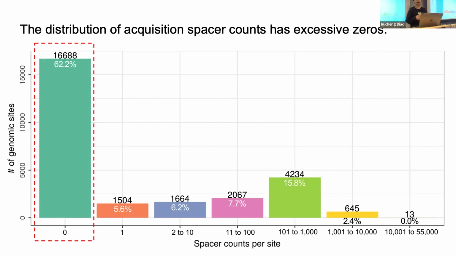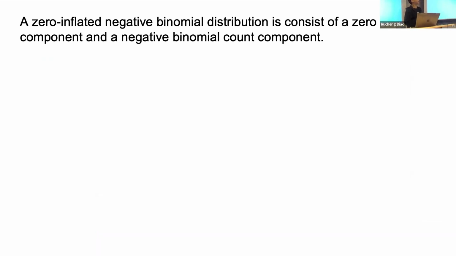It is possibly coming from either a lot of genomic sites not being taken up as new spacers at all, or them not being detected. There are a lot of reasons for that. But given the big genome, it is not surprising that we end up with a lot of sites with 0 spacer counts. This clues us in that a zero-inflated model may be a good place to start. So we wanted to start with a zero-inflated negative binomial model.